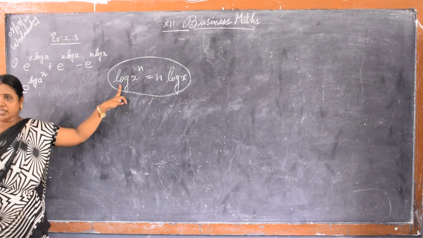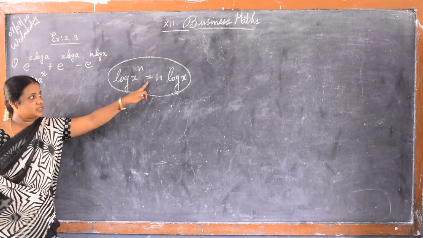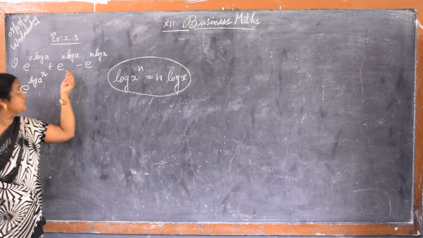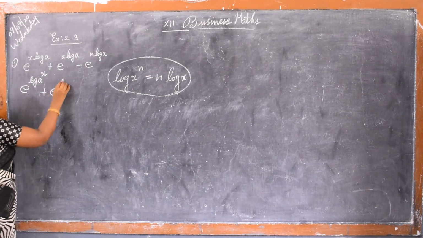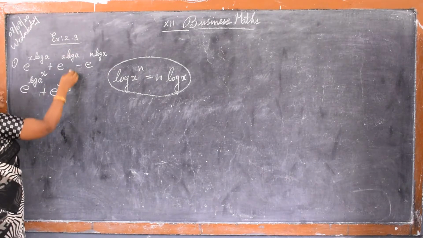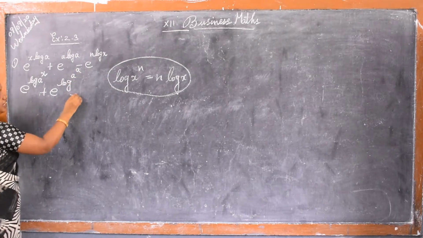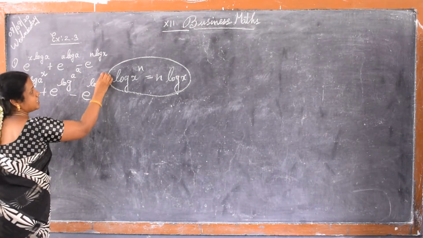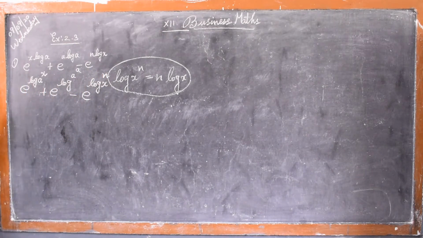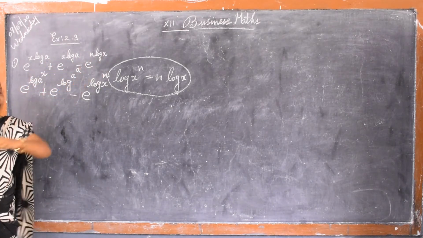This is the logarithmic rule: log x power n is n log x. So like this you can write it here, plus e power log a power a, minus e power log, here you can write it as x power n. Have you understood? So what I have done in the first problem: a power x, a power a, then x power n.